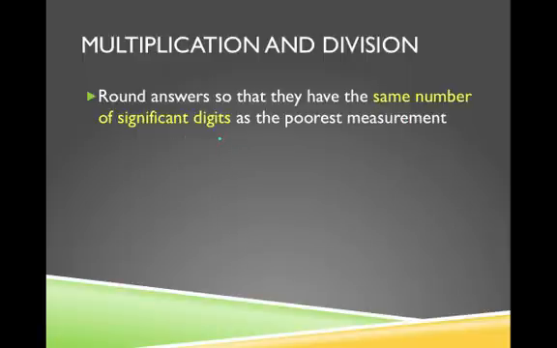Let's talk about a quick example. We're going to start with the number 10.514, and we're going to multiply that by the number 2.3. You would put this in your calculator just like normal, multiply these two together, and you're going to get the answer of 24.1822. And that's the raw answer that your calculator spits out.